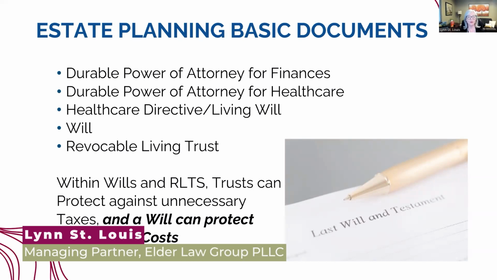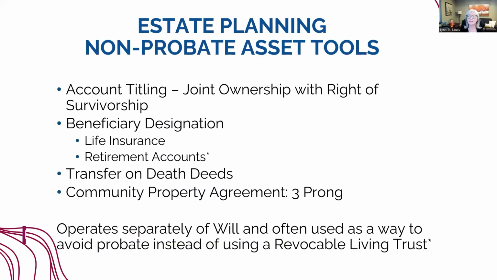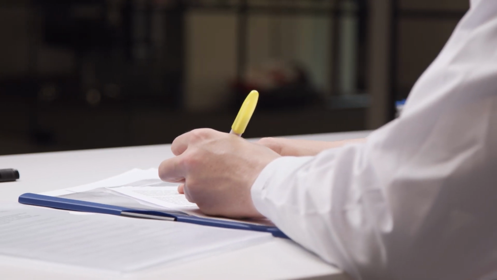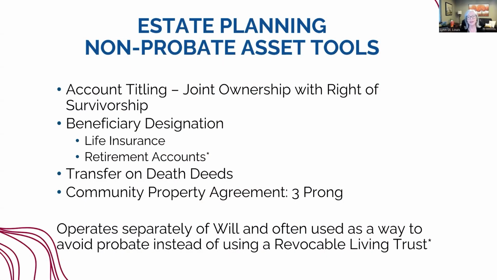I want to make sure that we also talk about estate planning that is not covered by a will. A lot of times people forget that there is a very important component of estate planning, which is their assets that go by way of means other than your will. So, for example, account titling.